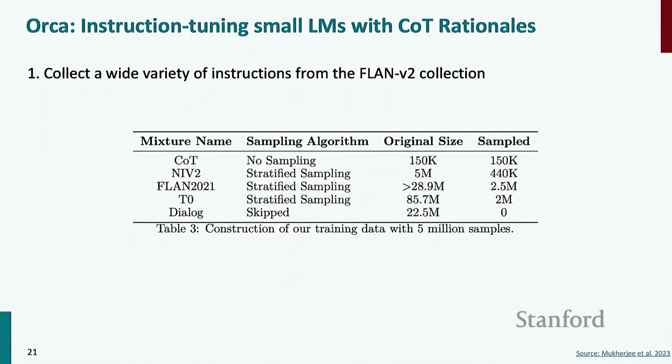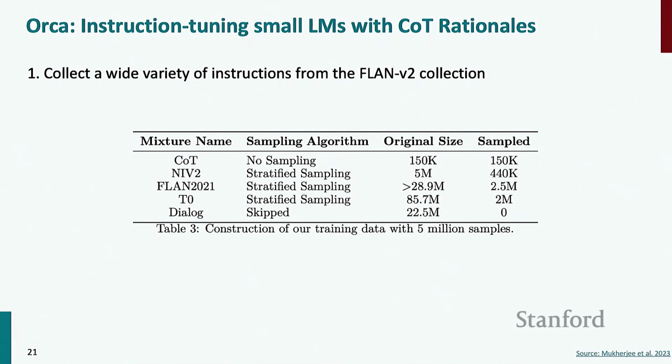So this model is called Orca. And at a high level, Orca is going to fine-tune a smaller 13 billion llama language model on explanations produced by GPT-4, okay? And to construct this data, it's pretty simple. It has these 3 steps.